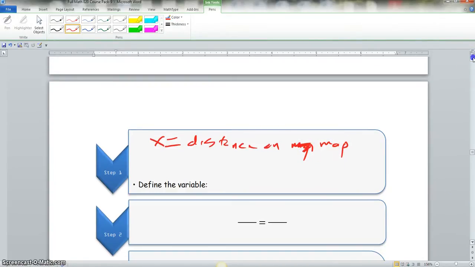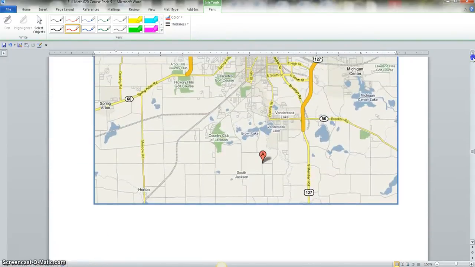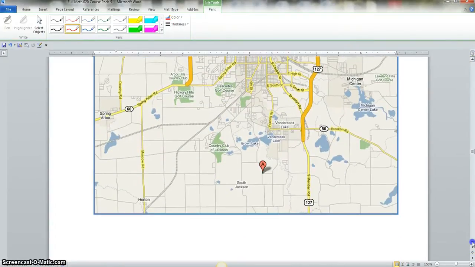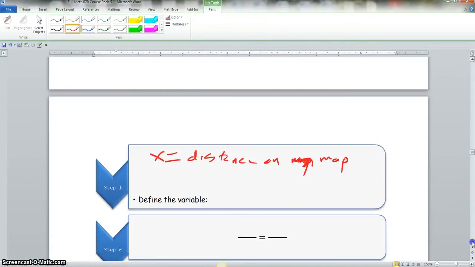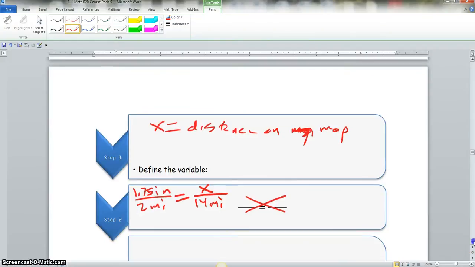So if I recall correctly, let me go back here. I believe it's 1.75 miles. No, 1.75 inches for every 2 miles. Okay. So let's put that in here. So we have, and of course I'm not going to use this, but it's 1.75 inches for every 2 miles. And that's equal to, we know it's 14 miles. And we don't know how many inches on a map that is.